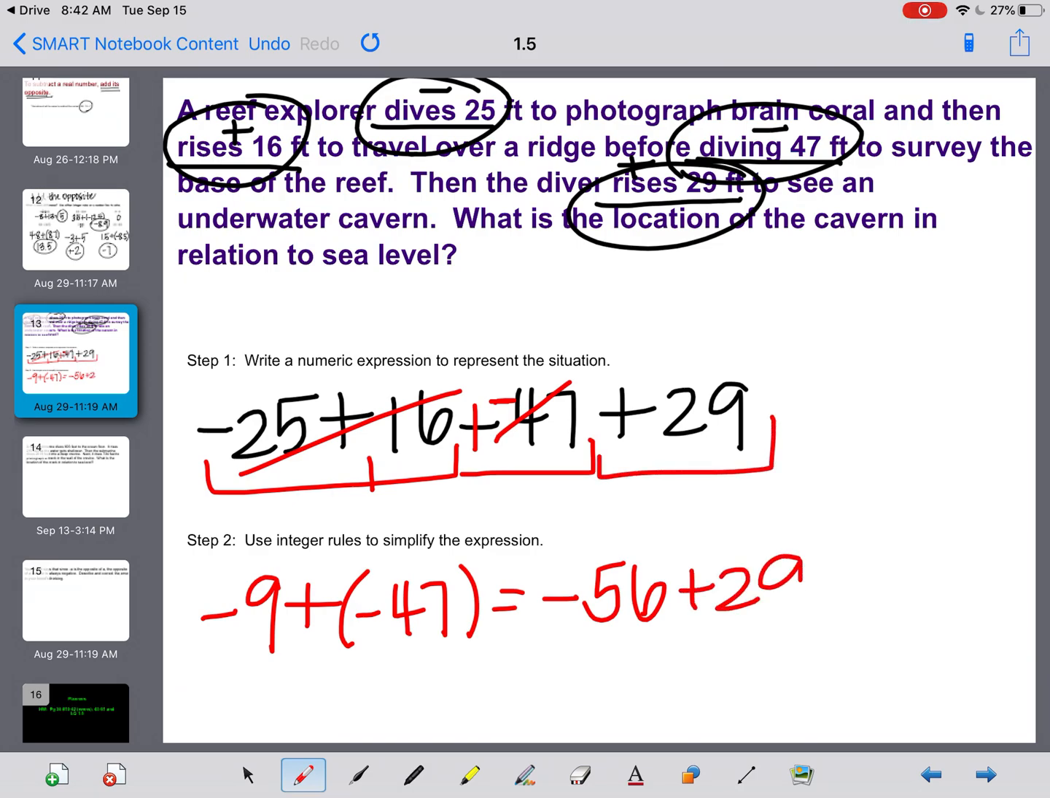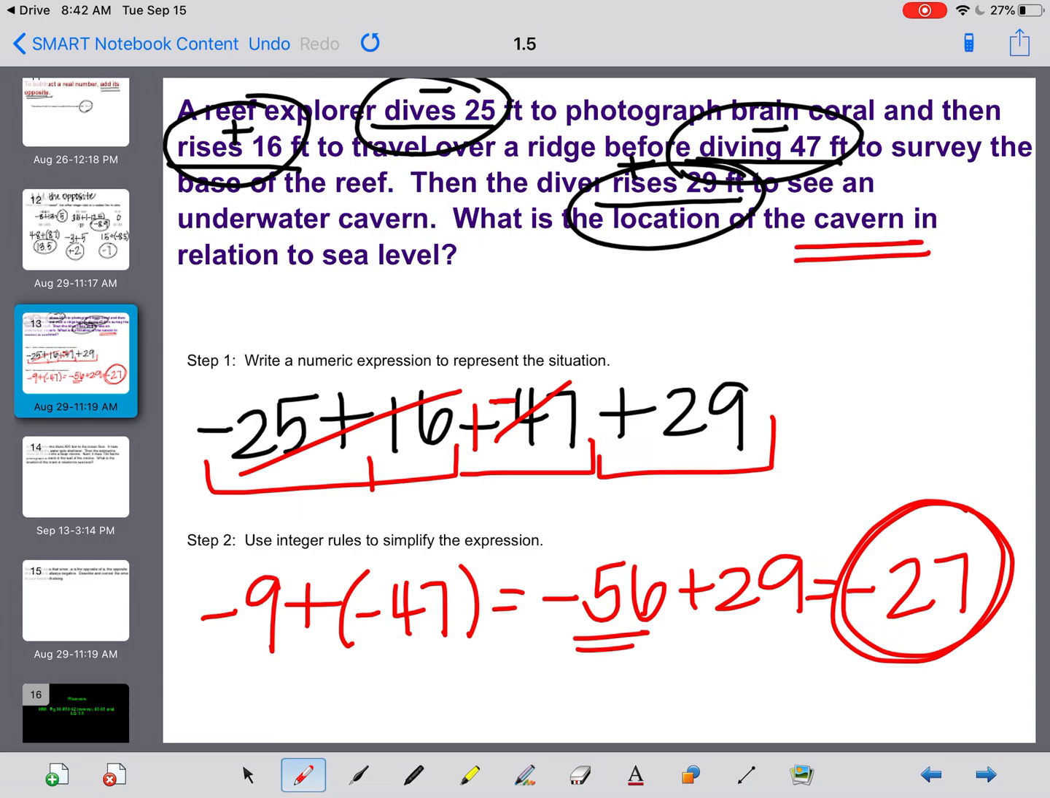Okay, and then I'm going to add 29, a positive 29. Okay, I have more negatives here, so my answer is going to be negative. But how many more negatives? 27. Okay, this means that I am at negative 27 feet by the time I get to the cavern that they're talking about. So this is 27 feet below sea level.